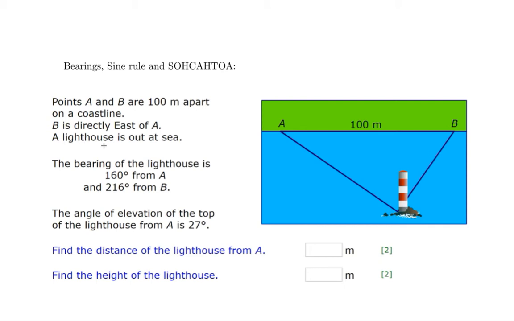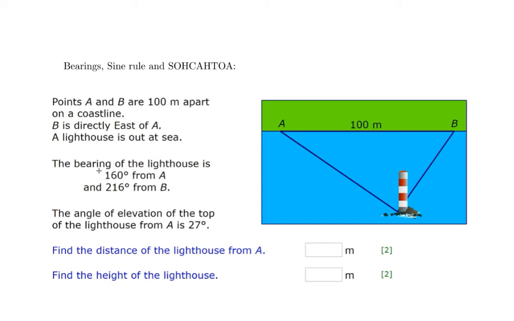There it is. A lighthouse is out at sea. Look at that lighthouse there. The bearing of the lighthouse is 160 degrees from A and 216 degrees from B. The angle of elevation at the top of the lighthouse from A is 27 degrees. So we're going to tackle these two problems. The first problem says find the distance of the lighthouse from A. The second, find the height of the lighthouse.